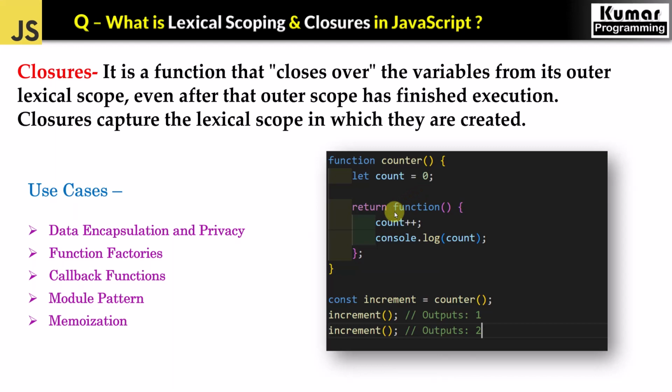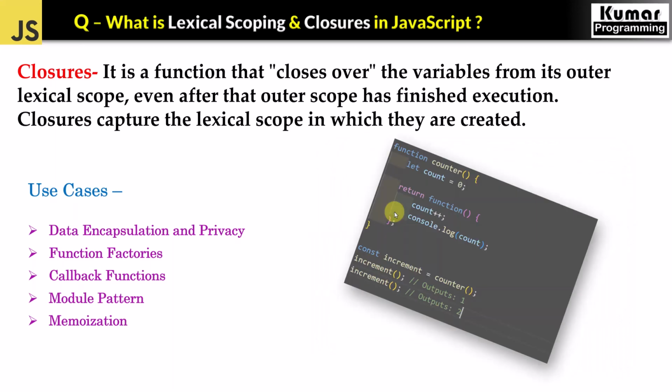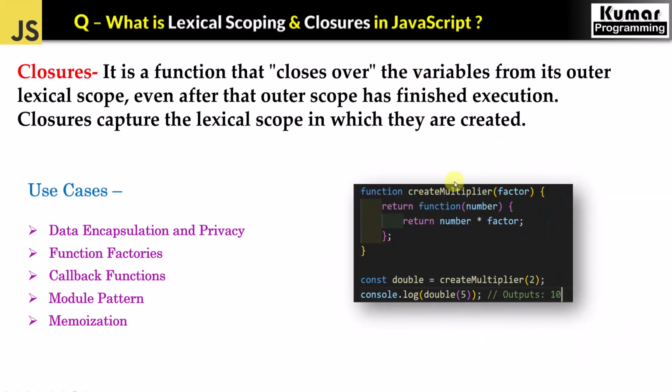Now let's see the second one. This closure is being used as a function factory or factory pattern. So here if you see, I have created a function called createMultiplier, and inside that I'm passing a parameter called factor, and then I'm returning a function which multiplies a number and factor, right? And here we can pass different parameters, and on the basis of those parameters we can return multiple functions, right? So this can be used as a function factory or factory pattern.